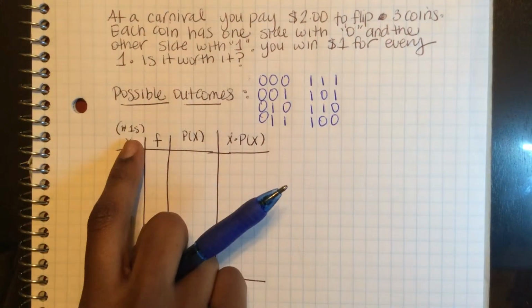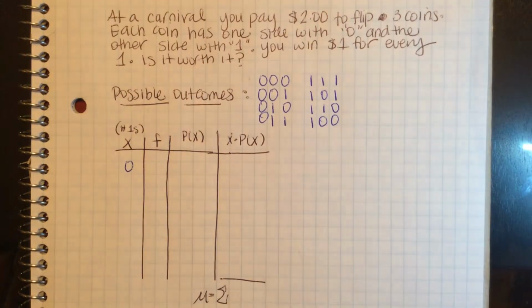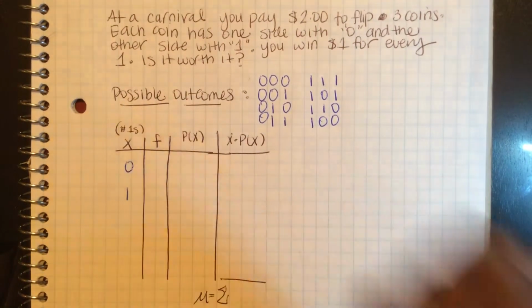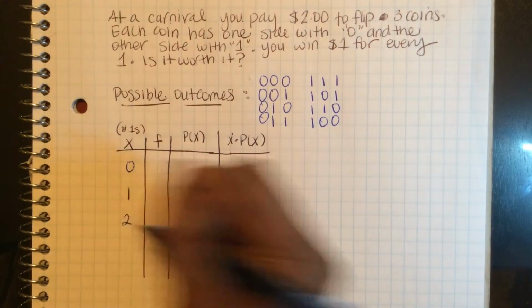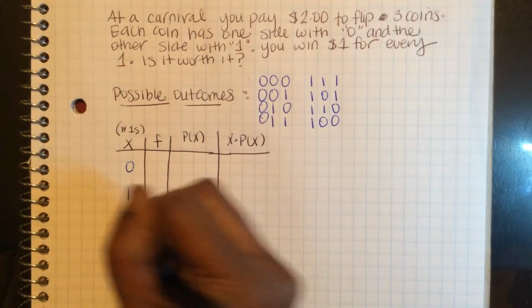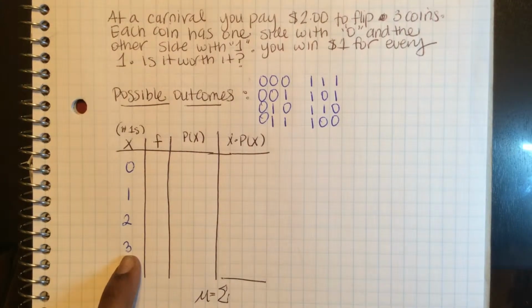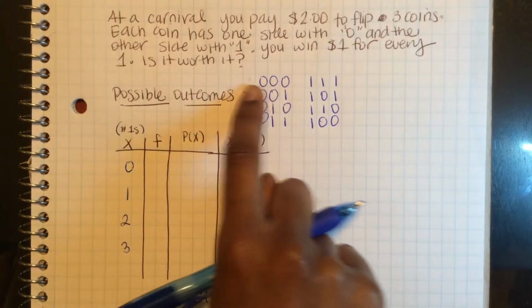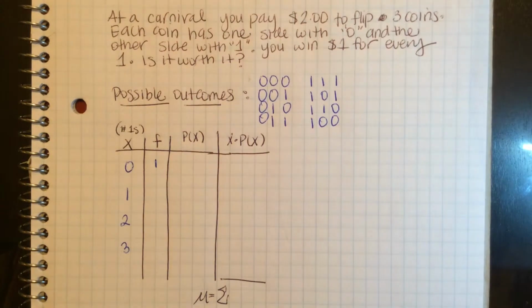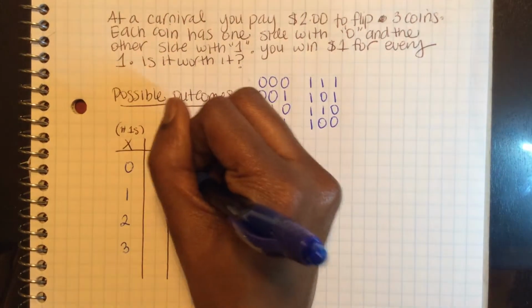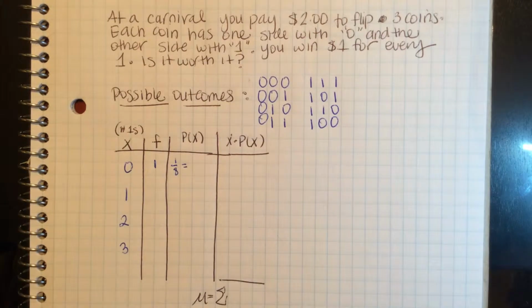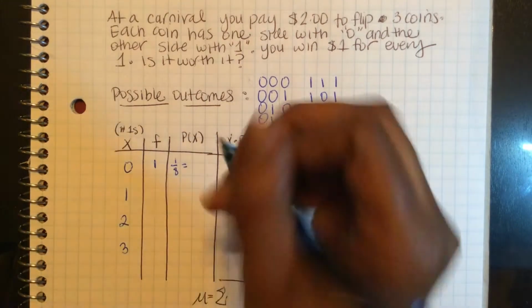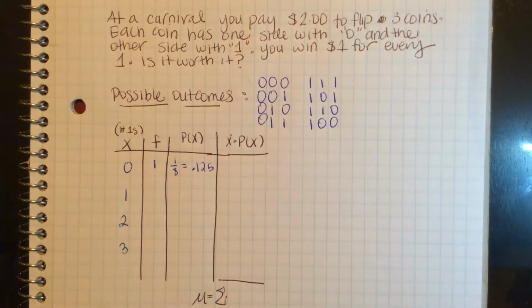The possibilities for the number of ones: I could have 0 ones, 1 one, 2 ones, or 3 ones. That's the ideal, right? If we get 3 ones, that's $3 back from the $2 that we pay. So the frequency, how many of my outcomes have 0 ones? Only this one. And the probability of that is 1 out of 8, which is, let me double check, 1 divided by 8 is 0.125.